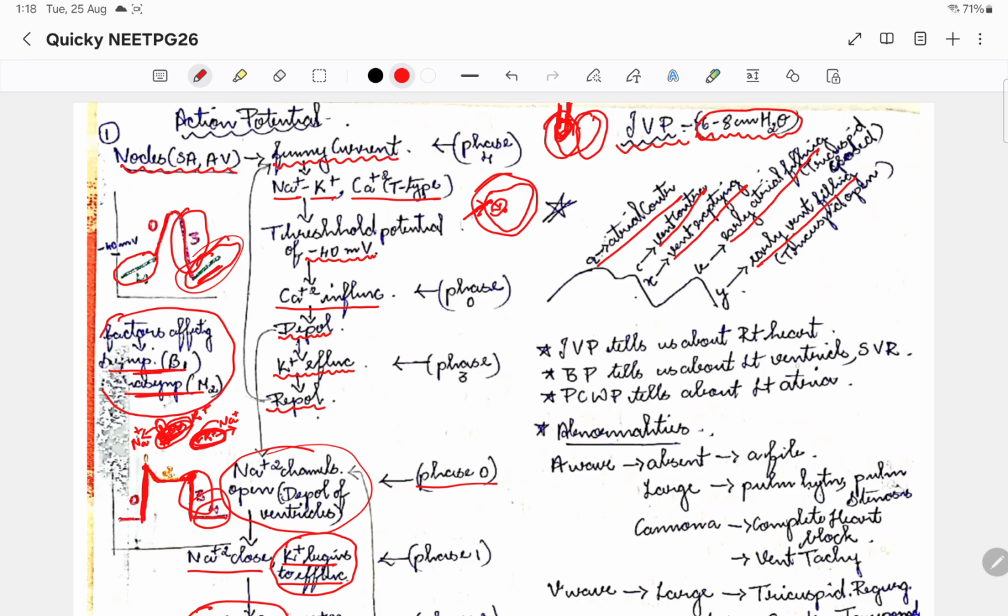Okay, BP tells us about the left ventricle. Basically not only the left side of the heart, it is specifically the left ventricle and the systemic vascular resistance this left ventricle is putting on the body. Then one more extra point is PCWP. PCWP will tell you about the left atrium. Left ventricle was BP, whereas PCWP will tell you the left atrial function. Okay, this is the basics.